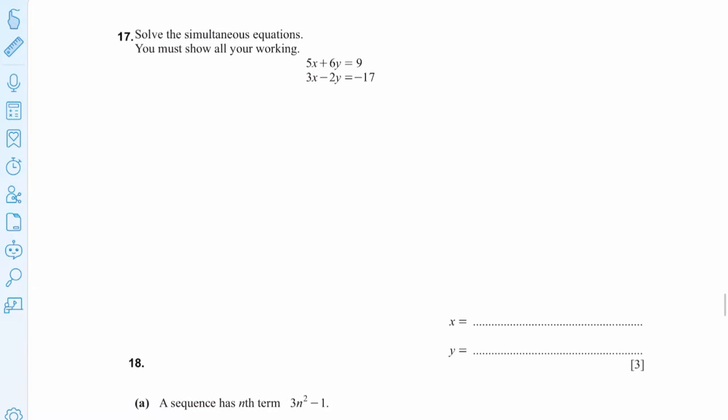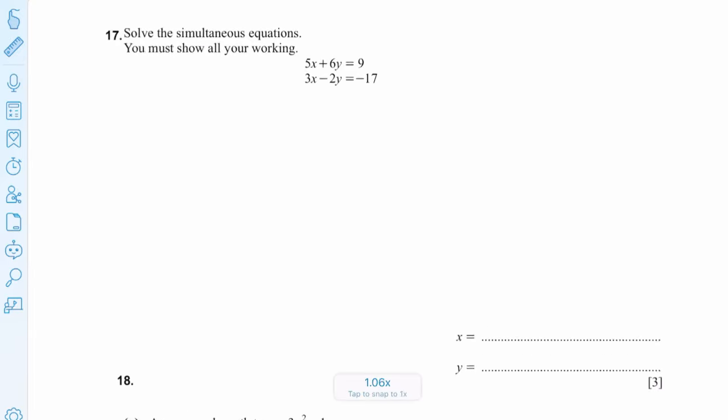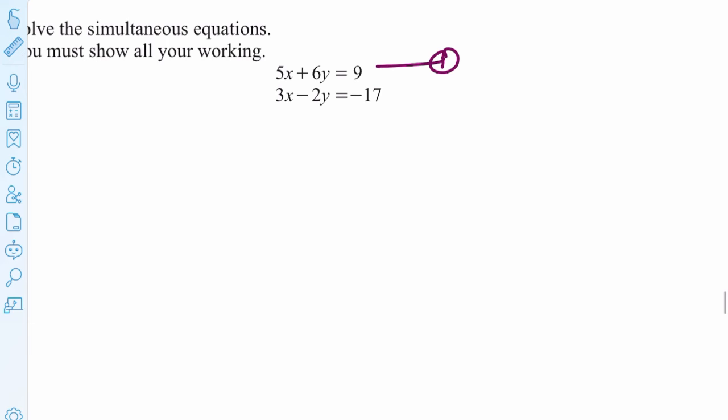Next, question number 7. It's about simultaneous equations. Now we know that here two equations are given. This is equation 1, this is equation 2, right?